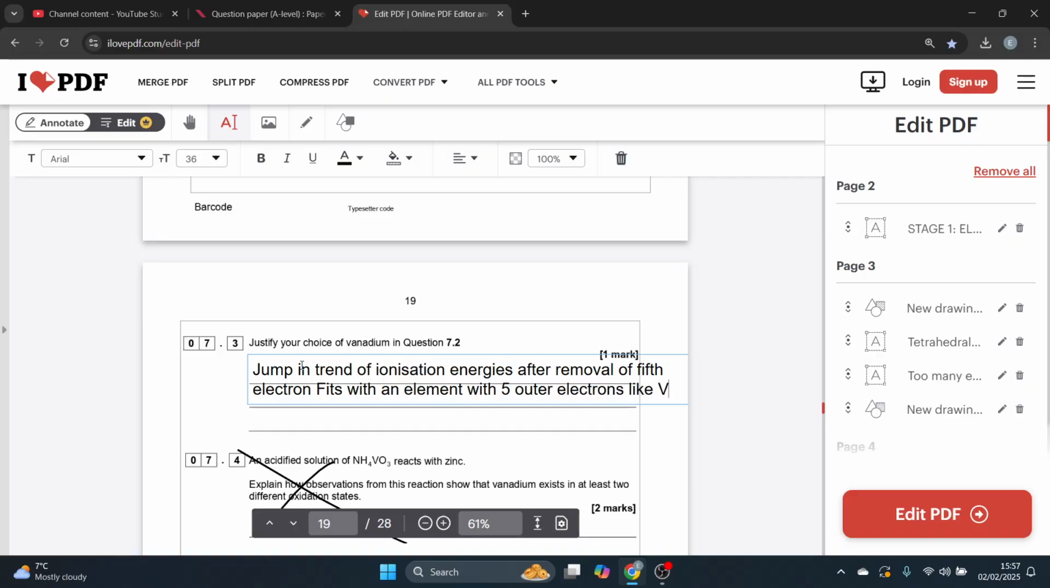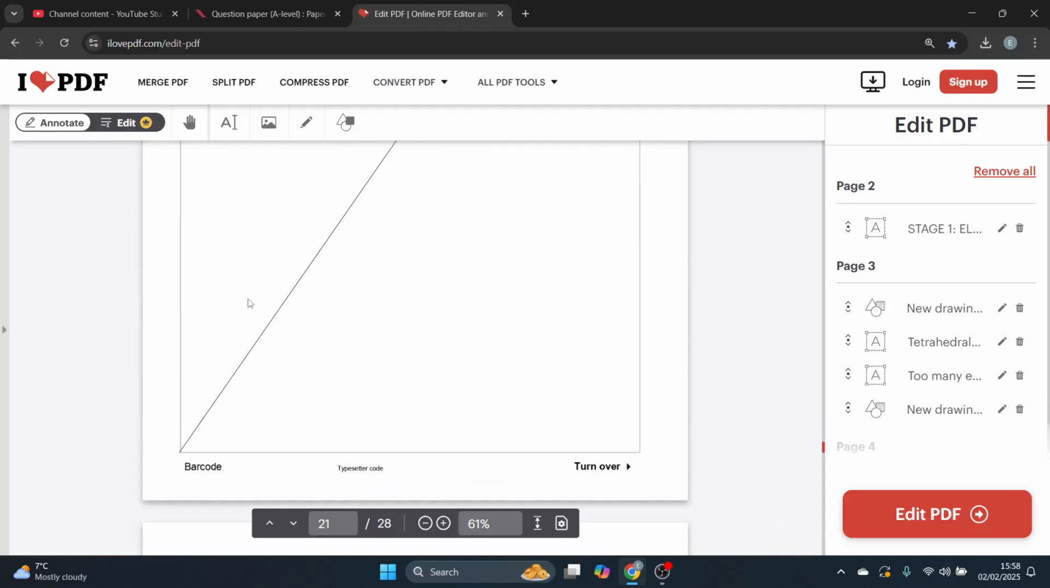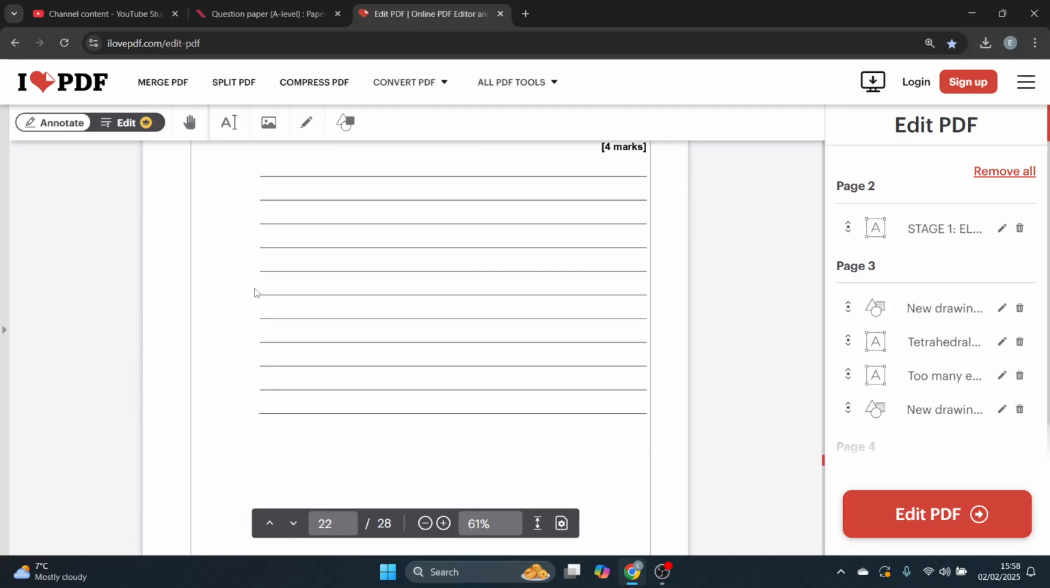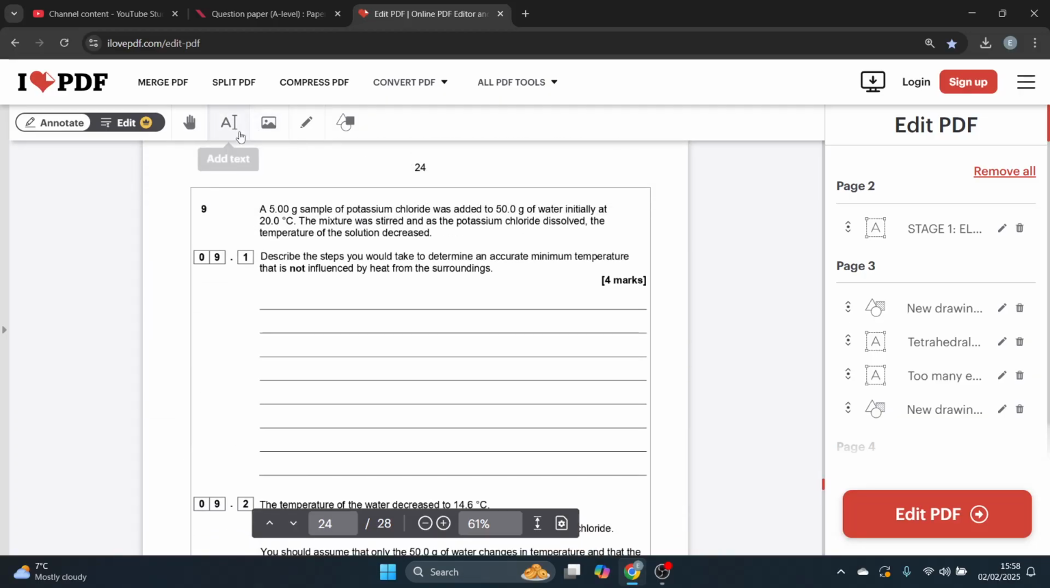Right, yeah, I don't get that part. I haven't gone through it. I don't think. And then question 9. Describe the steps to determine accurate minimum temperature that is not influenced by heat from the surroundings. This is practical skills then, in this case.